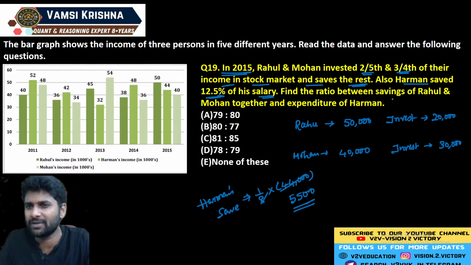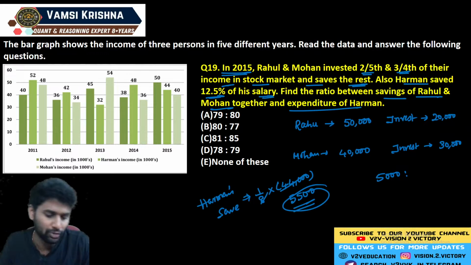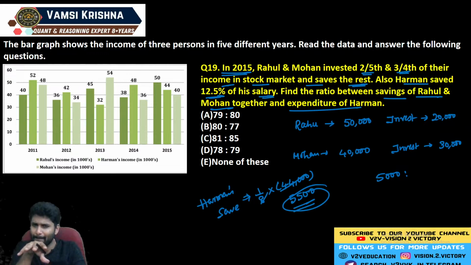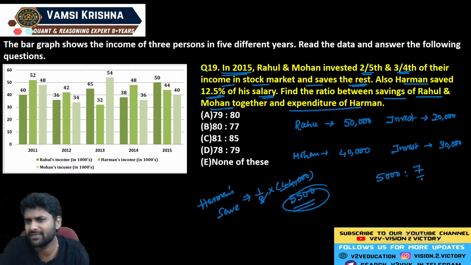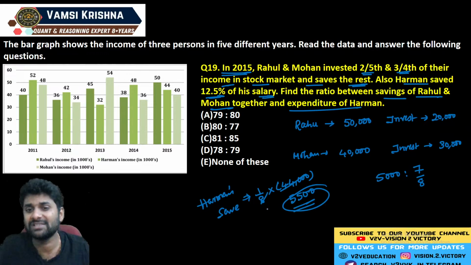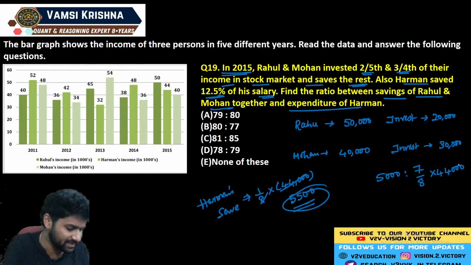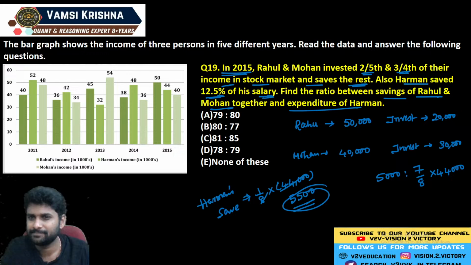Another question here. What is the ratio between savings of Rahul and Mohan together and the expenditure of Harman? And what is the expenditure of Harman? Savings is 5,500. So the expenditure is 44,000 minus 5,500. That gives the difference, guys. Hope it's clear. Otherwise, guys, if you feel it's difficult, let us take it in this way. His savings is 1 by 8. Definitely expenditure is 7 by 8 of 44,000. You can take it in this way also.